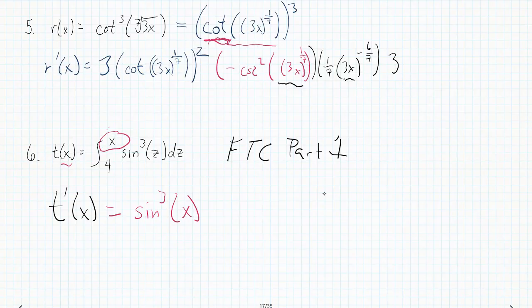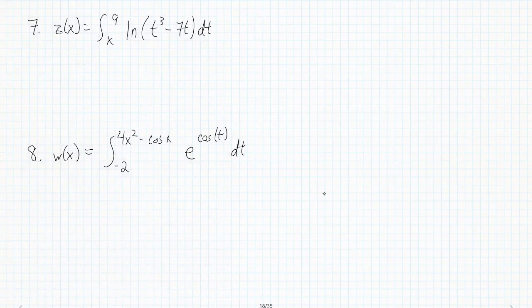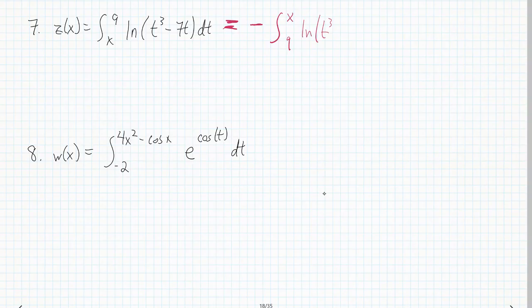Now you might say, okay, well that's easy. But you got to try some different ones, because this is where it gets a little bit trickier. Say you have something like this. Notice the x is not in the top bound, so we have a little bit of work to do. What's the work that we have to do? Well, you got to flip the bounds. So you go negative, and then we have the integral from 9 to x, and we still have natural log of t cubed minus 7t dt. Still fundamental theorem of calculus part 1 though.